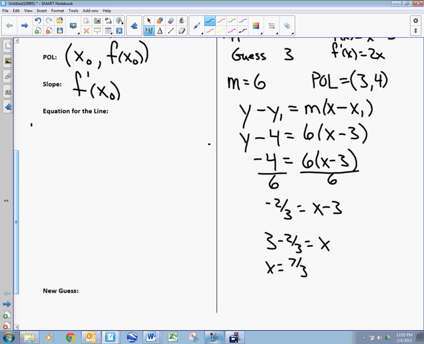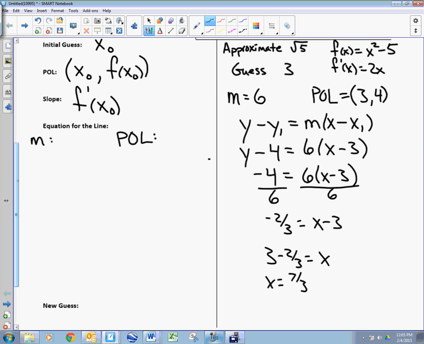Equation for a line: slope and point on the line. As you look at the information I have up above, what is the point on the line? x sub 0 and f of x sub 0. And the slope? Looks like I didn't even have to write it. It's just sitting right there. So now the equation for the line is y minus y1 is equal to m times x minus x1. Correct?